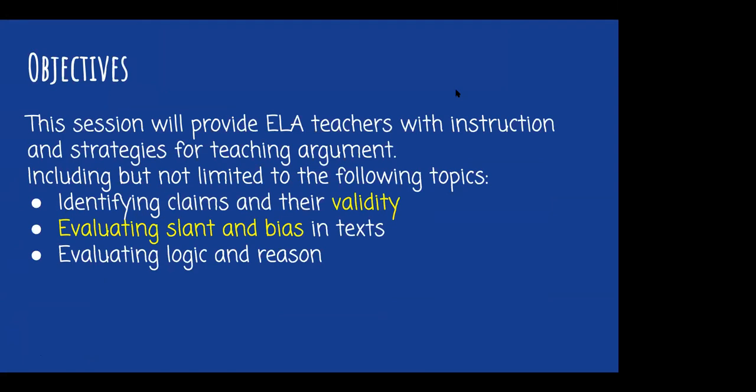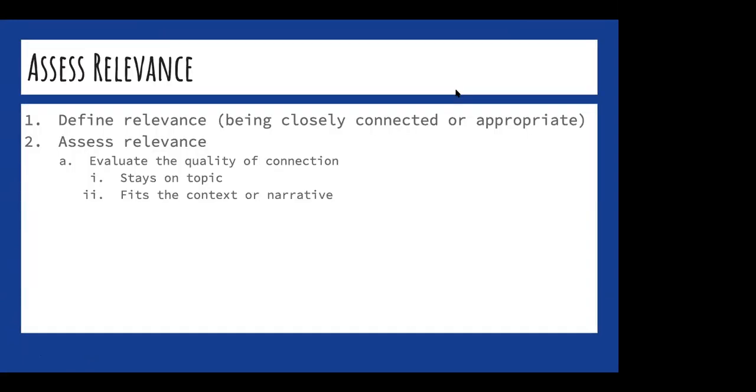But first, our objectives today are going to be we are going to be able to identify the validity of claims that are made. We're going to share with you a quick little easy way to assess the validity of a claim. And then we're also going to dive into slant and bias. All right, so if you teach 8th grade, this is the last component of teaching argument.